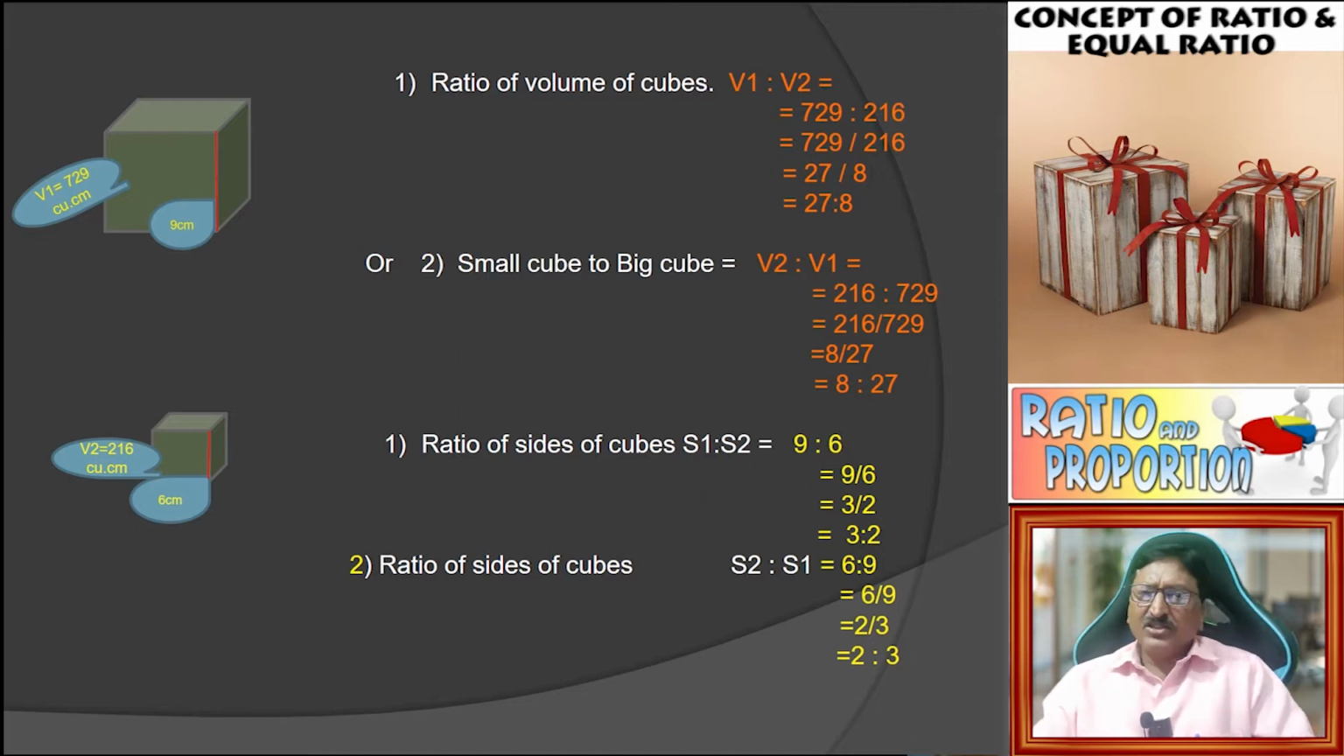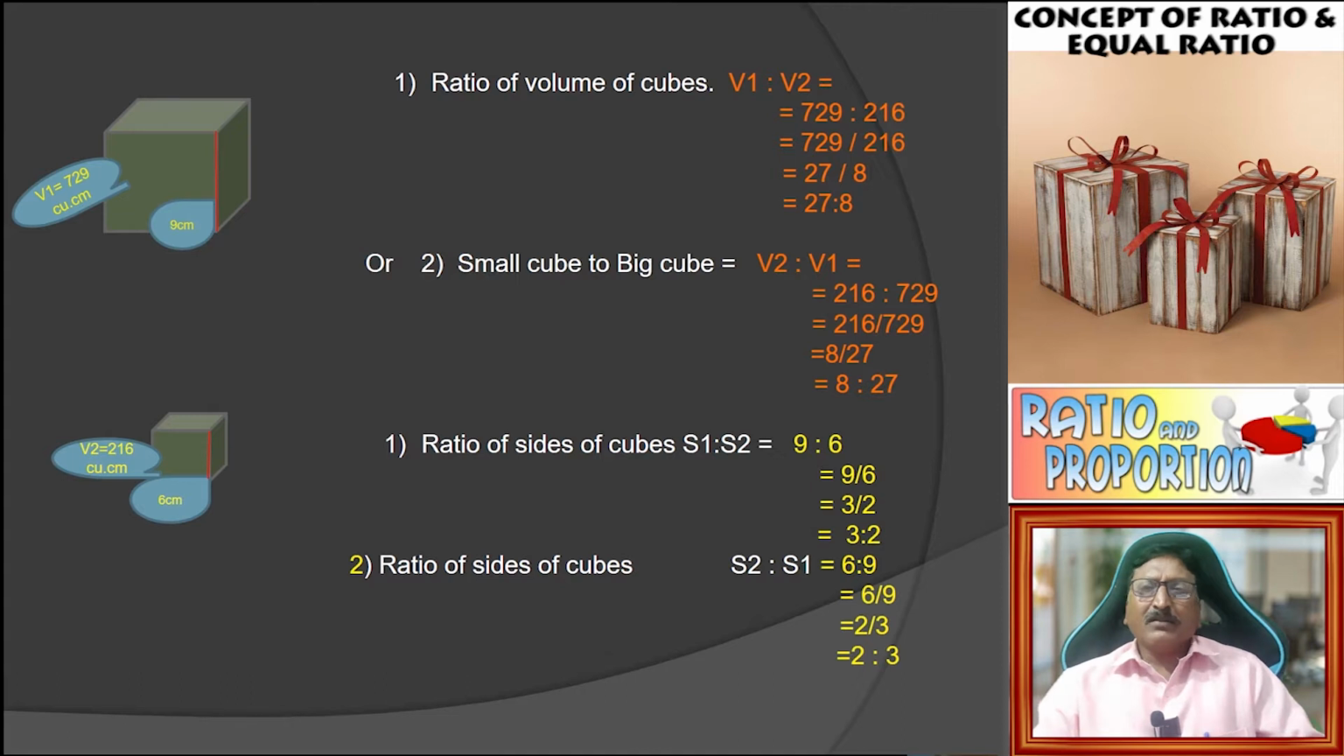Similarly, we can interchange them. That means the side of the small cube to the side of the large cube can be written as S2 is to S1. Put the values 6 is to 9. We will get 6 upon 9, which reduces to 2 upon 3. That is written as 2 is to 3.